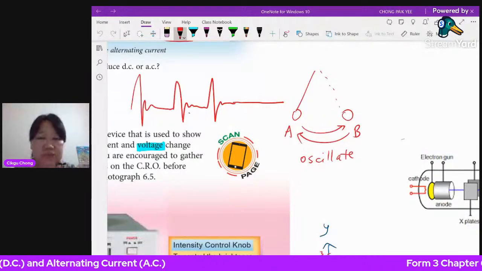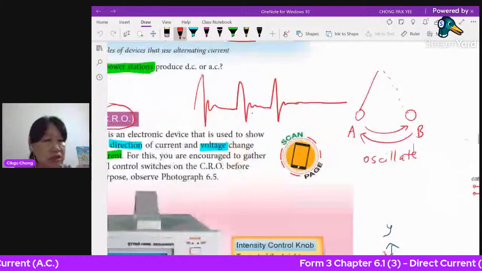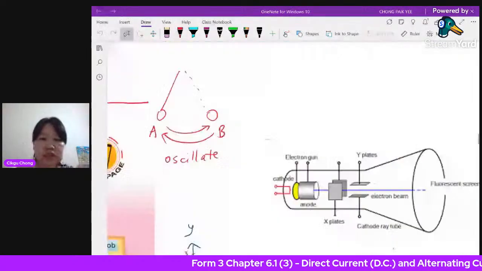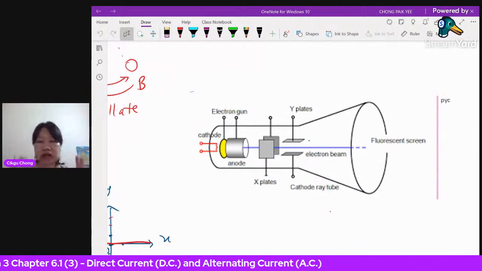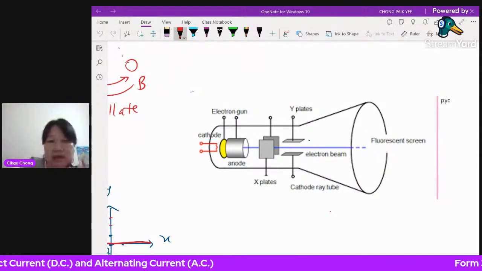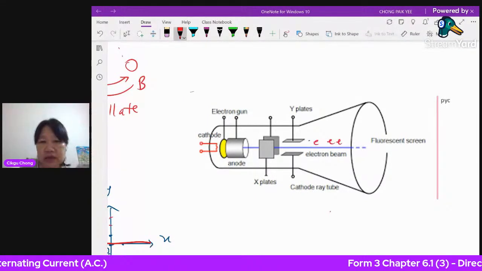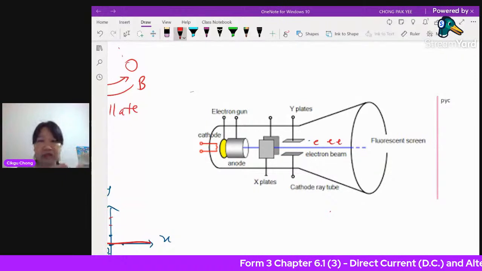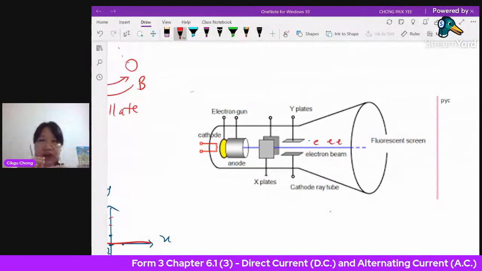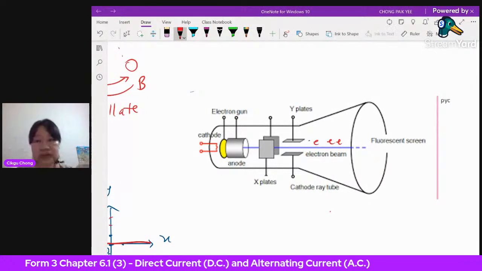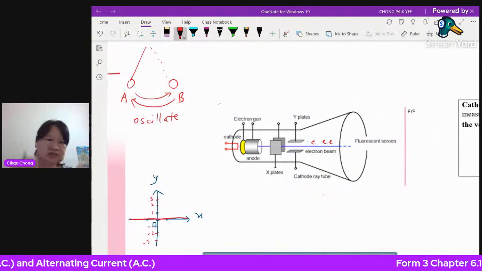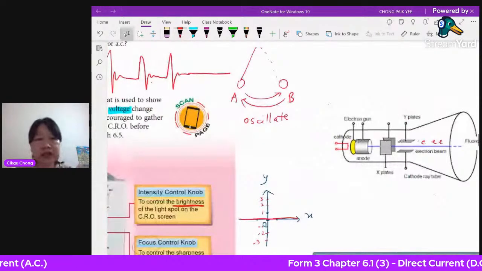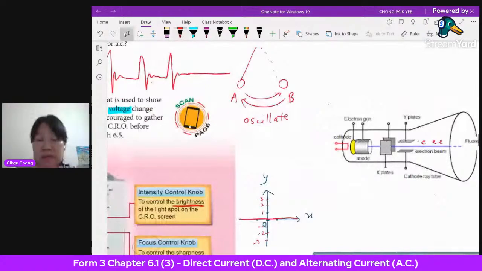Then the word oscillation. Why do you use this word oscillation? Because something is moving there. This is actually inside, but you don't need to know this, all right? This is how it looks. This is called a cathode ray tube, where they shoot electrons, an electron beam, at, of course, high speed, and it hits a screen, and you will see the pattern there. You don't need to learn this unless you take physics in higher secondary, Form 4, Form 5, all right?